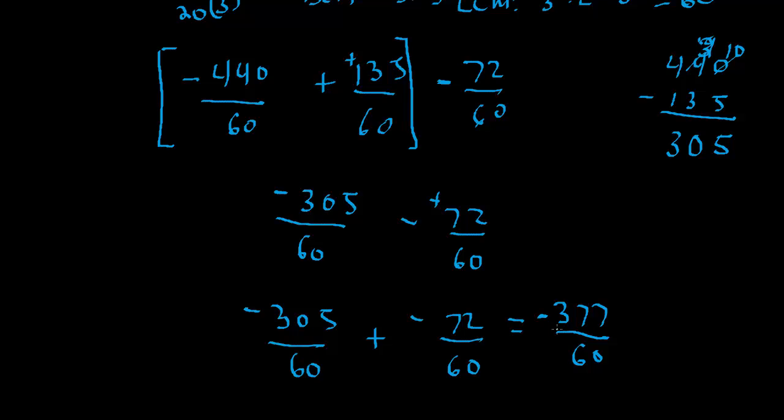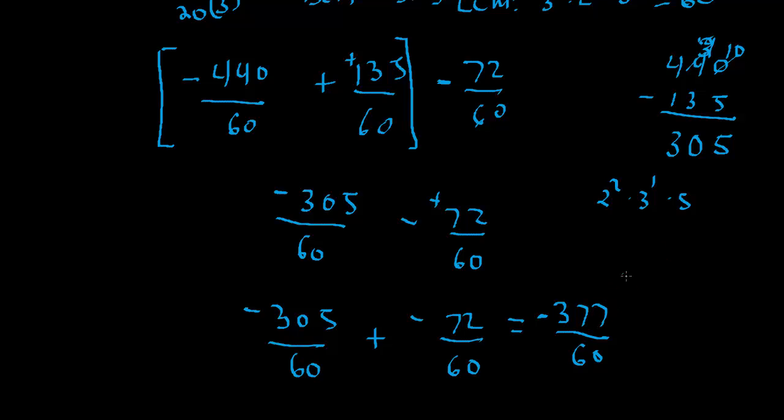Now we want to know, is it reduced? Is there anything else that's going to go into 377 and 60? Well, remember, how do we make 60? We made it by 2 squared, 3, and 5. So we have to test to see if 377 is divisible by 2. Well, it's not even, so there's no way. What about 3? 14, 17, it's not divisible. And it's definitely not divisible by 5. So this is actually not going to simplify, and this would be the answer.